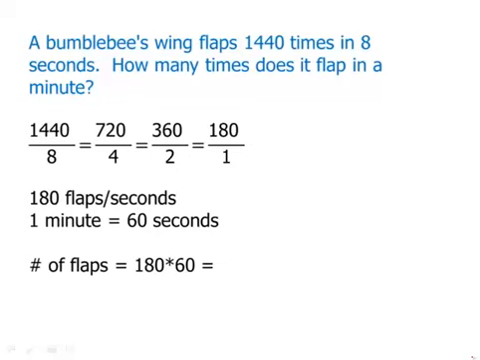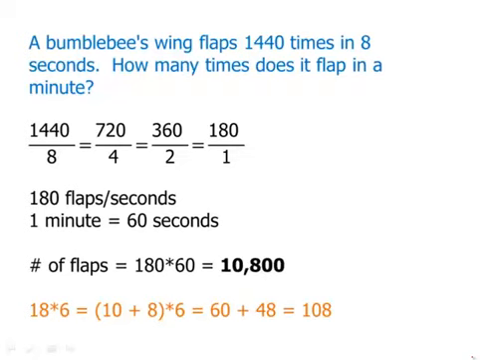We don't actually need a calculator for this. Let's think about this. Let's drop those zeros and make things a bit simpler. If we're doing 18 times 6, well, one way to think about this, the 18 is 10 plus 8. Well, I can do 6 times 10, that's 60. I can do 6 times 8, that's 48. I can add those two, that's 108. So now we're just going to add the 2 zeros. And so what we get is a product of 10,800, and that is the number of flaps in a minute.